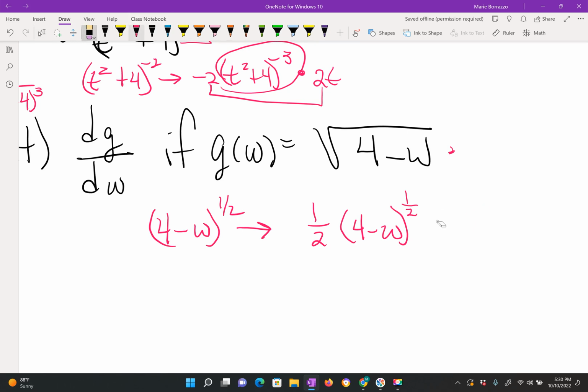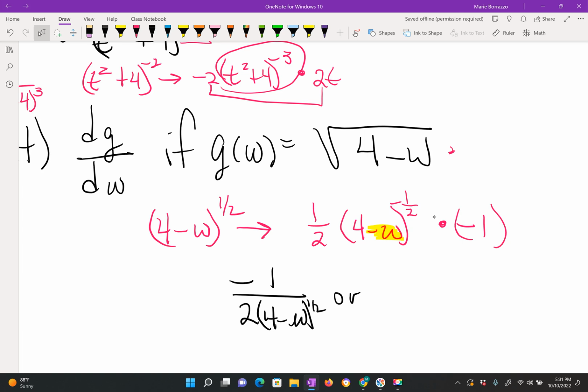Times negative 1. Yes, the negative 1 comes from differentiating the negative w. Right. So what's my final answer? Negative 1 over 2 times 4 minus w to the power of 1/2. Or, negative 1 over 2 square root of 4 minus w. Got it. Are you okay with this? I hope you are. Okay, wonderful.